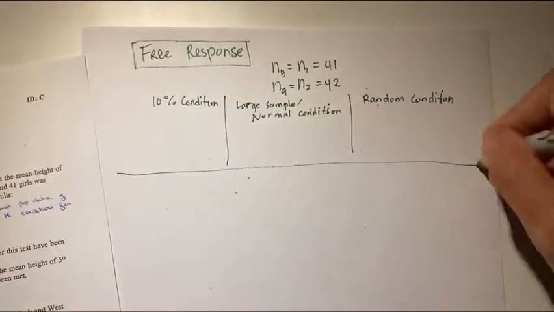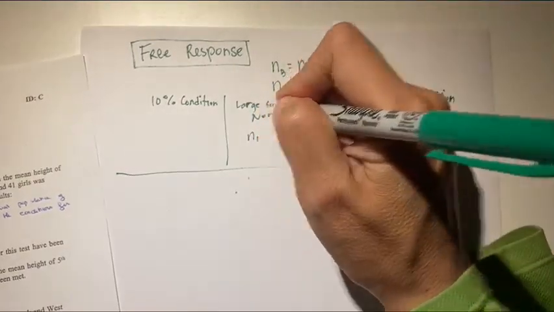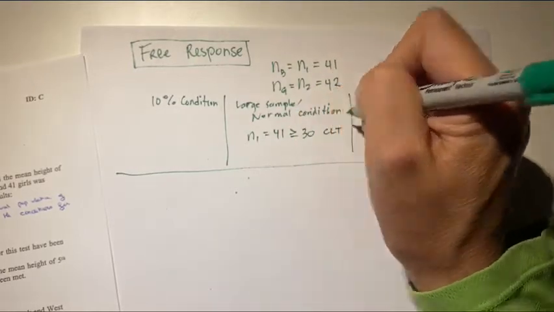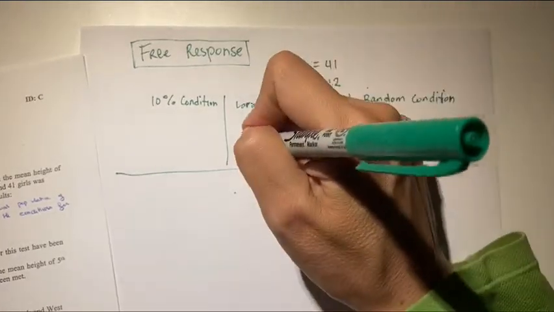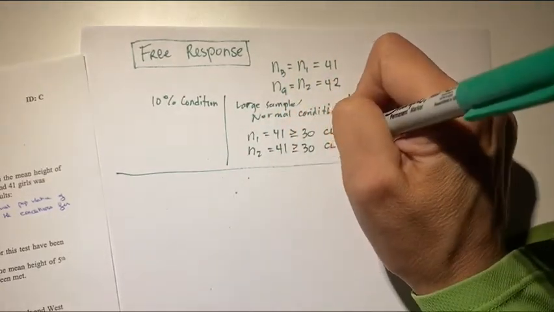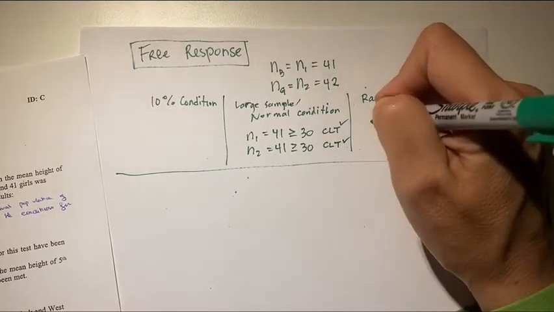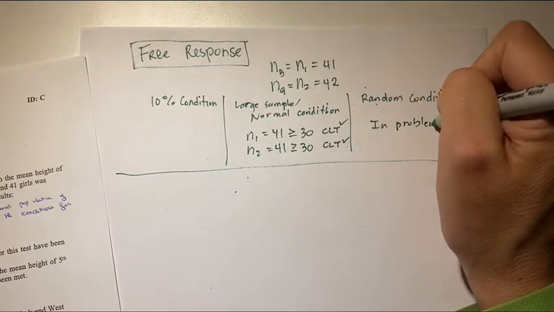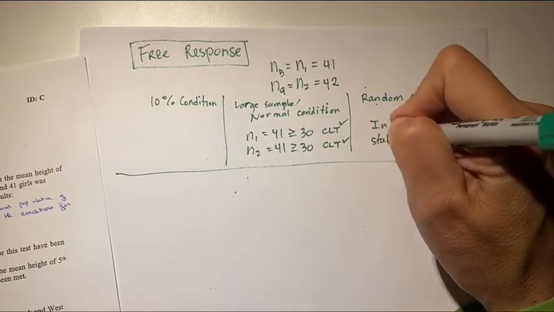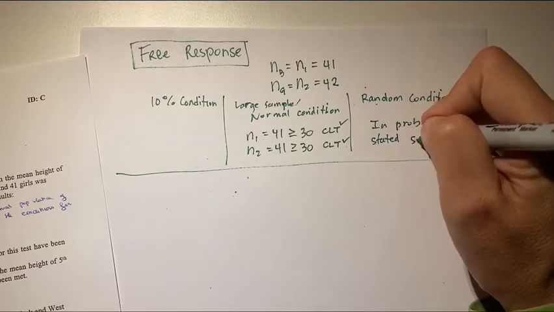When we look, since the number in group 1 is equal to 41, and that's greater than or equal to 30, the central limit theorem states you're good to go. Since the second group is also greater than 30, the central limit theorem states you're still good to go. What about the random condition? In the problem, it's stated that the samples were random.